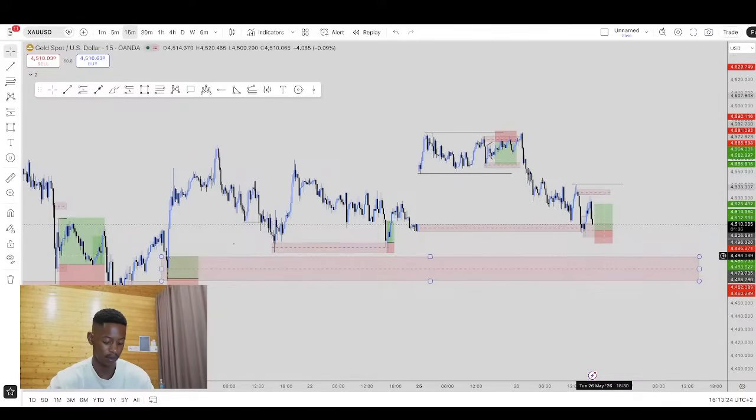Hey, wait a minute. Oh yes, I didn't. So looking at it, bro, because here we have these equal lows. Price might want to just liquidate these lows, bro.